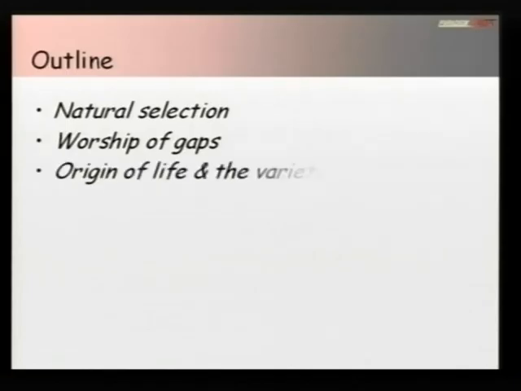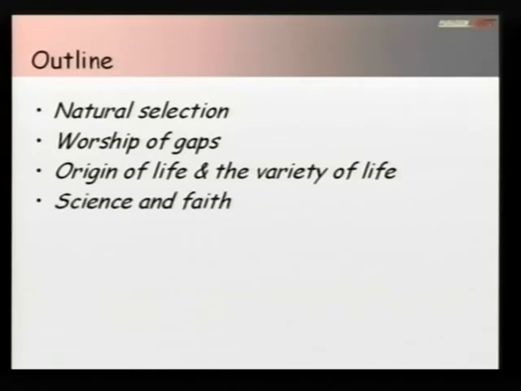We're going to look at the origin of life and the variety of life, because this is a very important issue when we're thinking about origins, creation and evolution. Where did we come from? What is the origin of life? And how does natural selection explain that variety of life? And we're going to finish off by looking at science and faith, because Professor Dawkins has some very interesting things to say about what faith does to science. And we're going to look at the evidence there too.